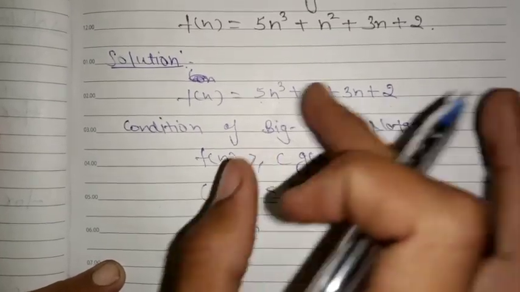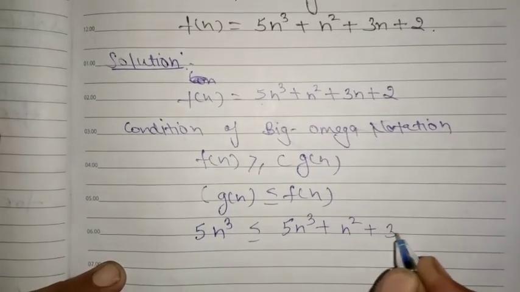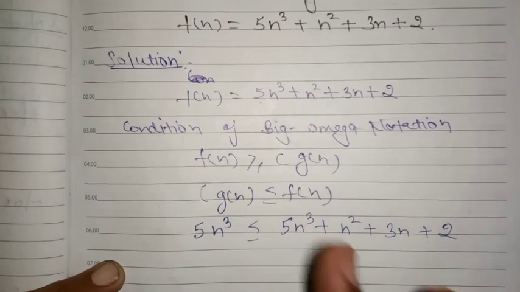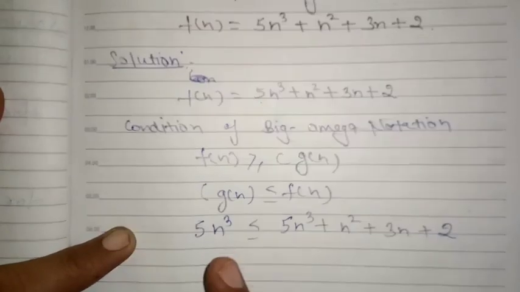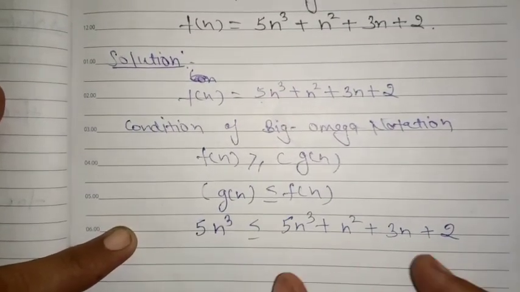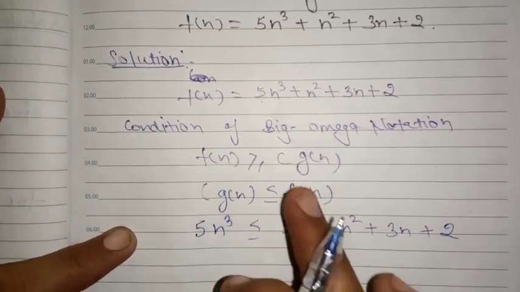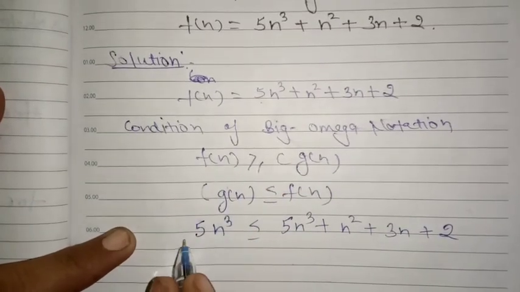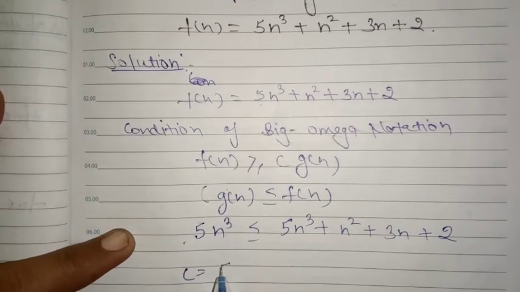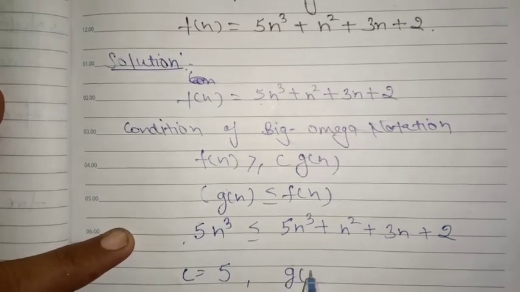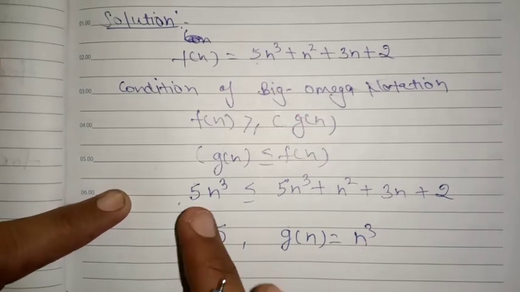less than or equal to the whole function, 5n^3 + n^2 + 3n + 2. What I do in this is check our order of polynomial, n cube, is greater, so write it on this side, and write the remaining terms on this side. So in this we now find the values of c g(n) and f(n). The value of c is 5 and g(n) is n cube.